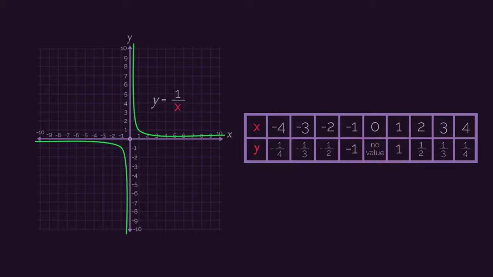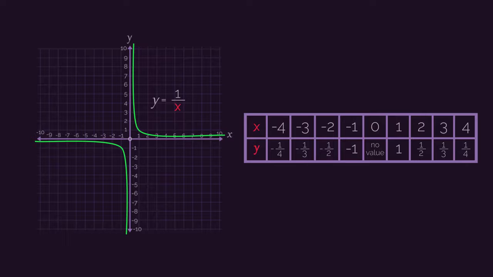Impossible to write a number so large. So then for when x is actually 0, you can't divide by 0, there is no value. The graph gets closer and closer to the y-axis, but it never touches it. The graph also gets closer and closer to the x-axis, and also never touches it. This is the same reasoning.